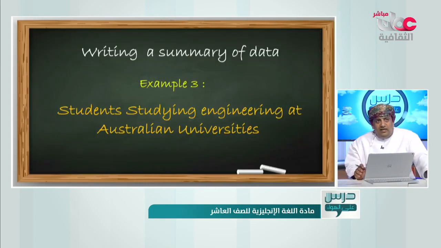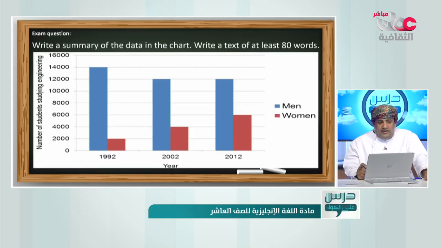Okay, now example number 3. We have here students studying engineering at Australian University. I think you have done this with Mr. Hilal in semester 1 for the writing for unit 1, new media. But I will revise it very quickly. Here, write a summary of the data in the chart. Write a text of at least 80 words.